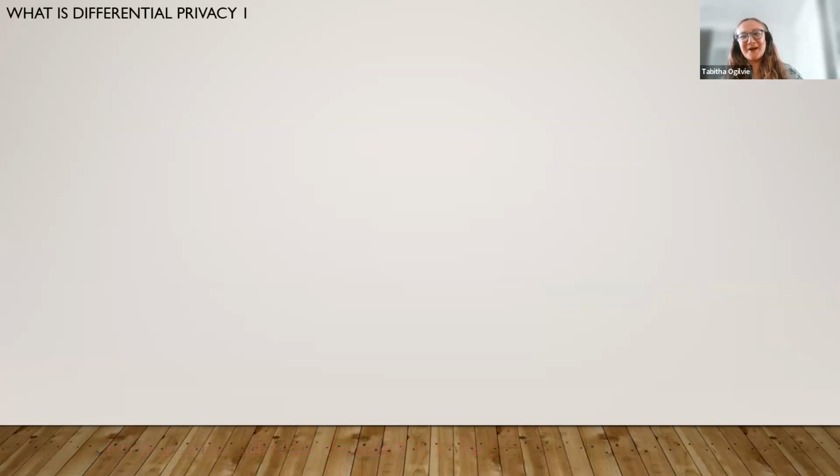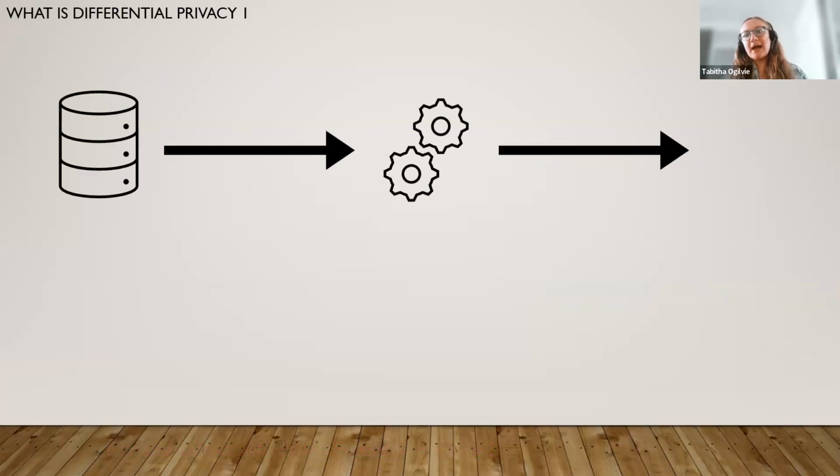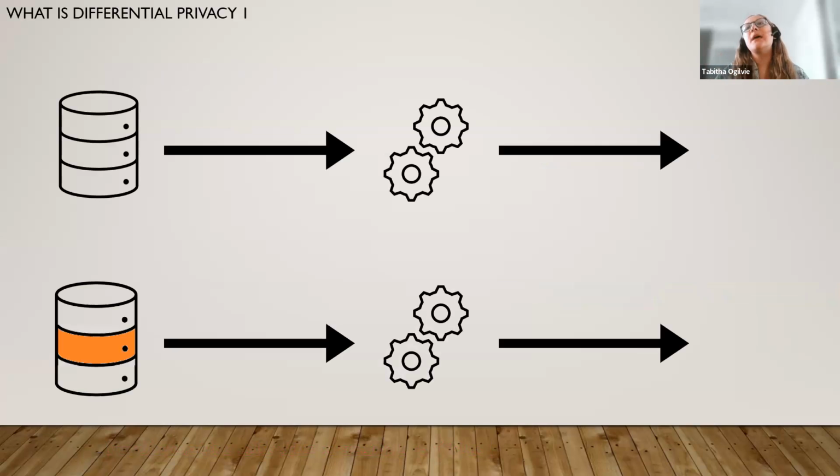Cool. So let's talk about what is differential privacy. So suppose we have a database and we want to run a function on it. Keep it completely agnostic what the function is. Differential privacy is about controlling the ability to tell the difference between two worlds. One world where we ran the function on the database, and in the other world, we run the function on the database, but we change a single entry.